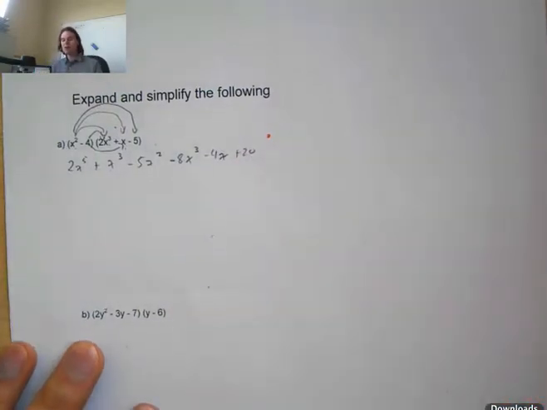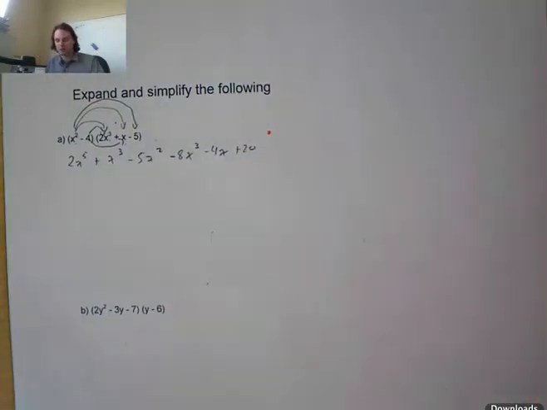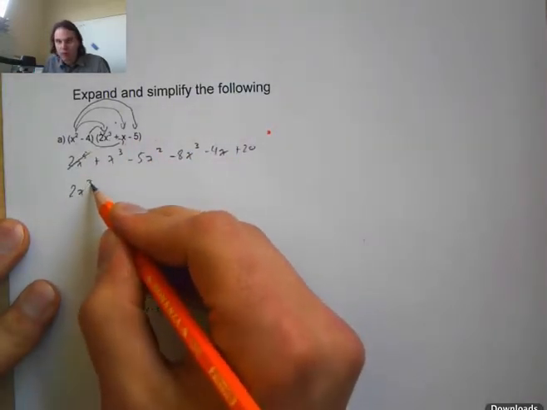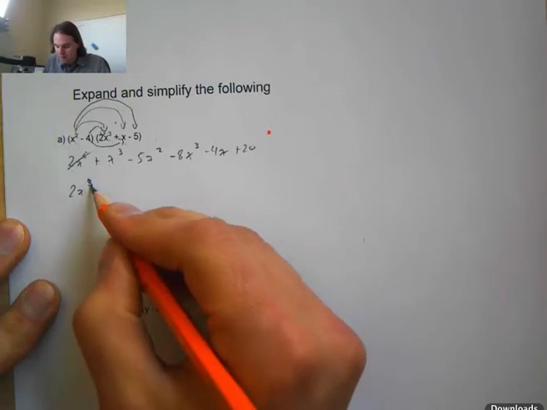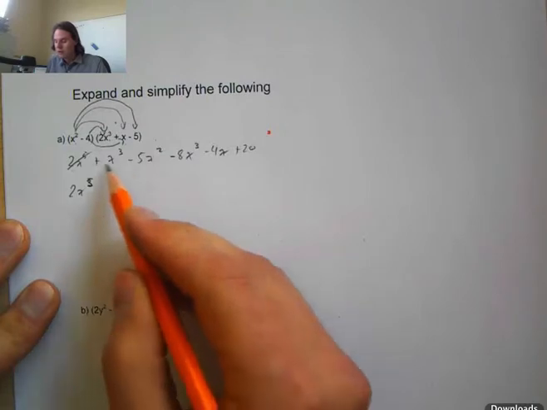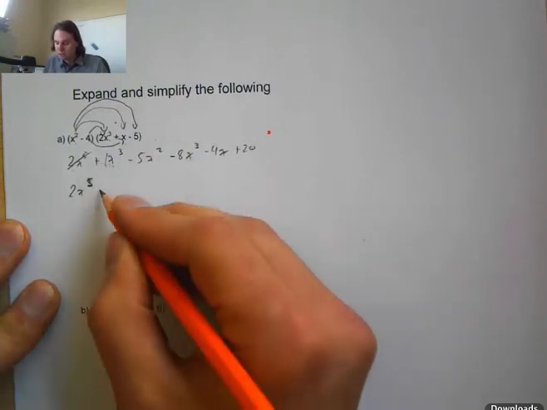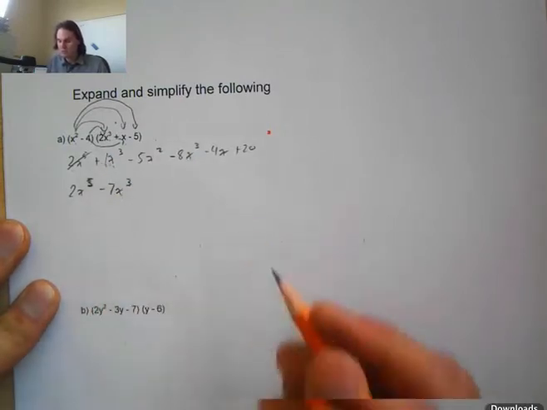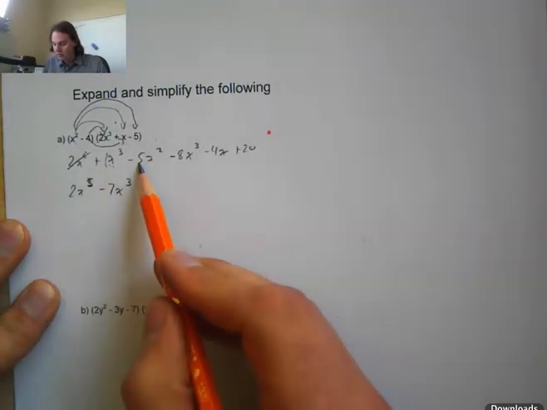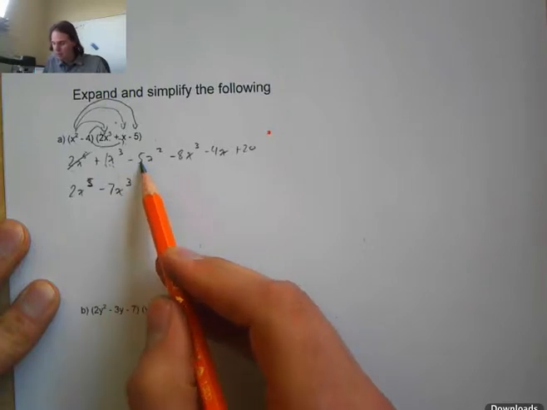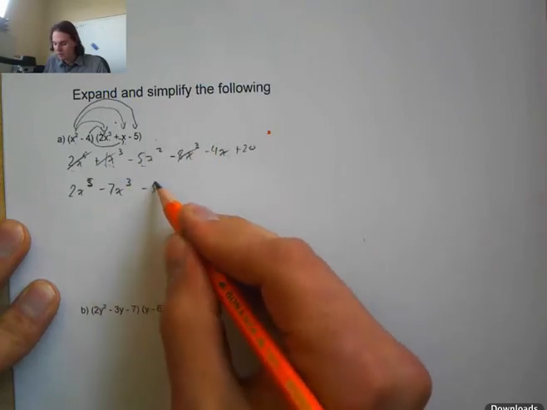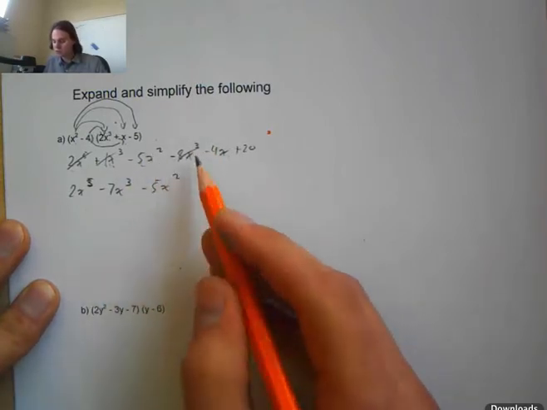Okay? So now, let's combine all of my like terms. I have 2x to the 5, only one of those. So 2x to the power of 5. Okay? Then I have x cubed and another x cubed. So positive 1x cubed minus 8x cubed gives me negative 7x cubed. Alright? Now I have right here, negative 5x squared. Those are done. And that's it. So minus 5x squared. Now let's look at this here.